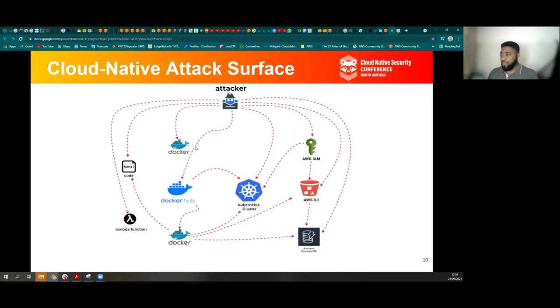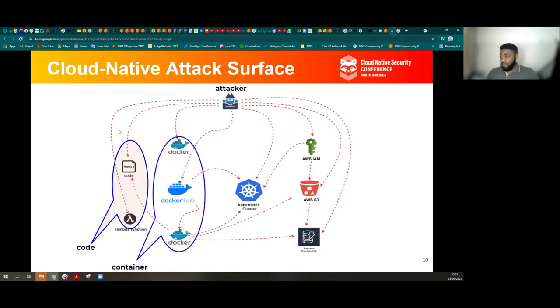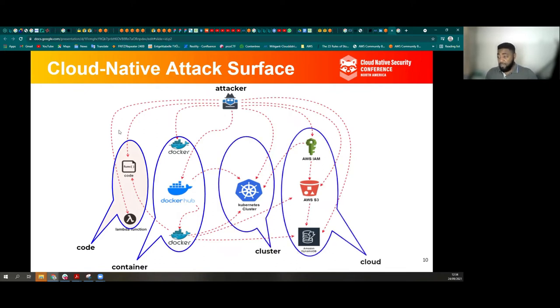However, this is also a cloud native infrastructure, and what we observe is that cloud native infrastructure has quite a large attack surface. These multiple layers of abstraction introduce complexity and effectively expose a wider attack surface, meaning that attackers can take advantage of it. So for example, on this diagram we can see the code layer, also the Docker layer, or the container layer, the cluster layer, as well as the cloud layer.